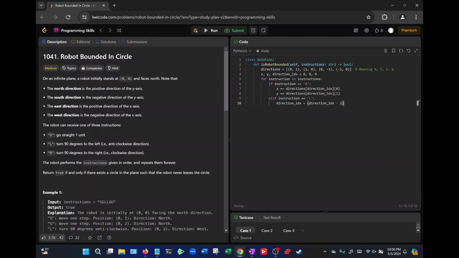But if we're here facing north and we turn left, we want to end up back at W. So we want to wrap around, and so this is modular arithmetic. We want to find the remainder after dividing by 4.